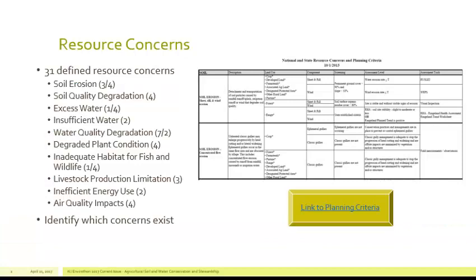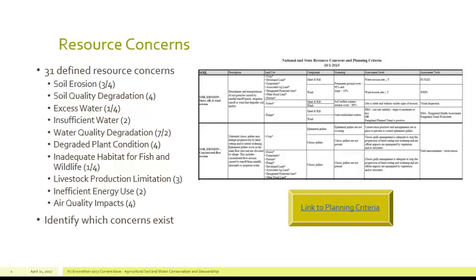Working for NRCS, we have defined resource concerns and planning criteria. We have 31 different resource concerns that we must consider as part of our planning process. That means that there's 31 different things we have to look at every time we go out to a site.